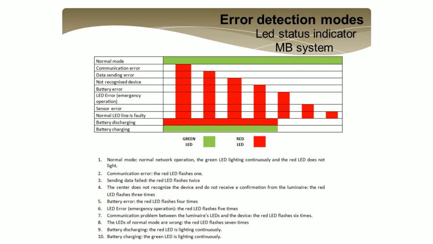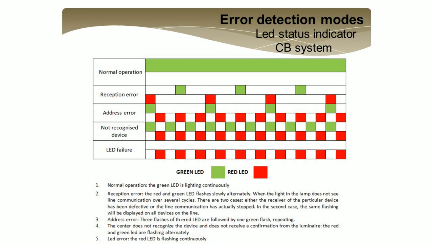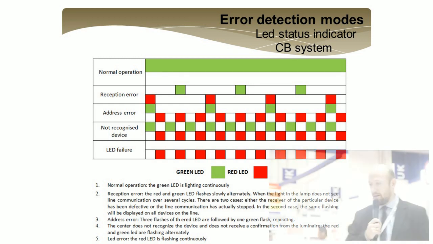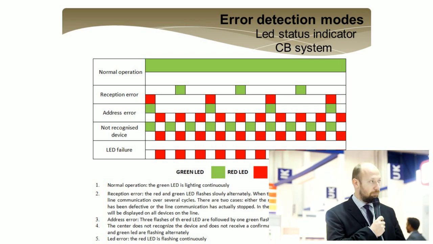We have so many different messages from the status of the light. Communication error, battery error, LED error, and you see battery charging, discharging, so many different. We have a table for the CB system too. It's a little bit different, but it can recognize the same events except the battery error. Because the battery is outside the system, we use a UPS for the CB system.